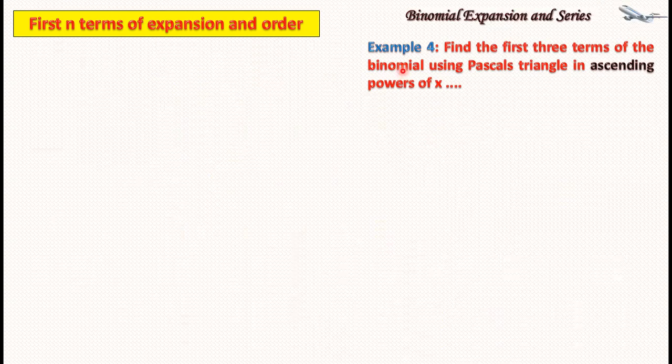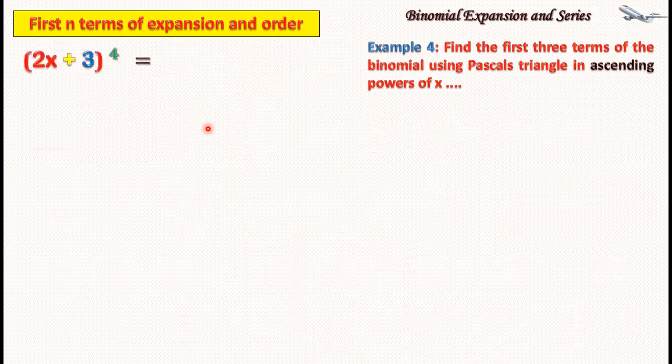So example 4: find the first 3 terms of the binomial using Pascal's triangle in ascending powers of x. With this particular example, they want us to find the first n terms, and they said in ascending powers. So they don't want the first terms in descending powers. Let us see a trick here.